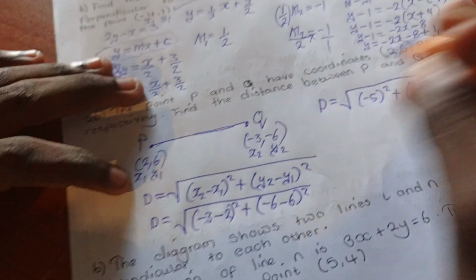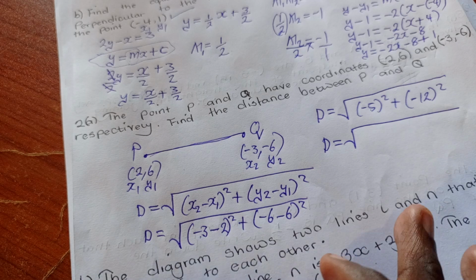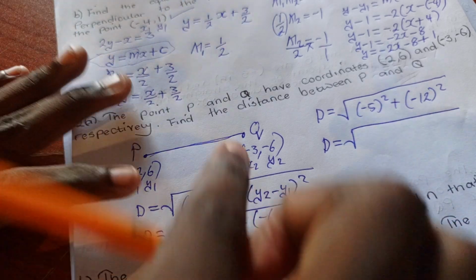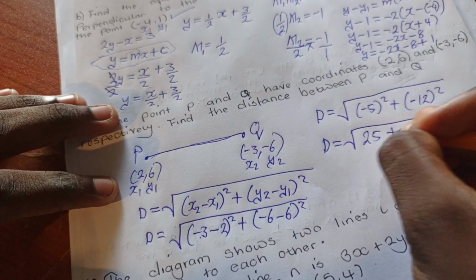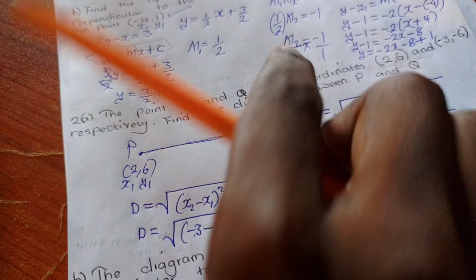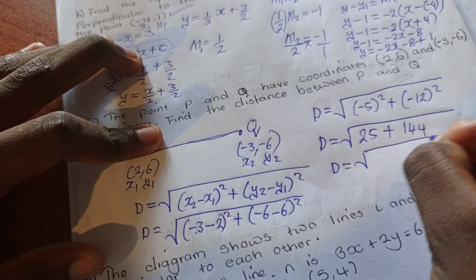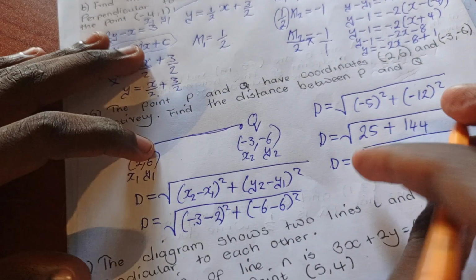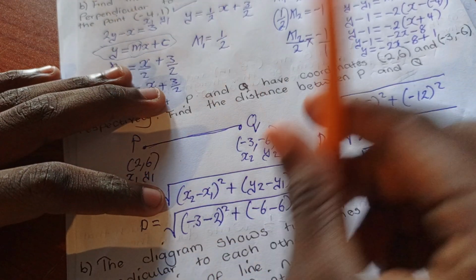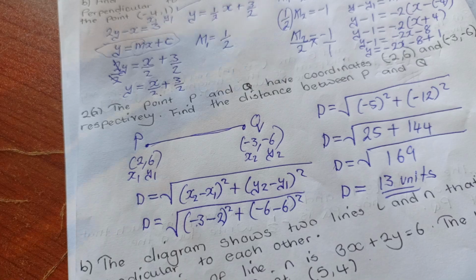So distance will be equal to the root of negative 5 squared, that's negative 5 times negative 5, so that has to give us a positive. That will be positive 25 there, plus negative 12 squared as well, it's negative 12 by negative 12, so that's 144. So distance is equal to the root of 25 plus 144, that's 169. So distance is given by the square root of 169, that's 13, and you also put units there. You're done. Okay.